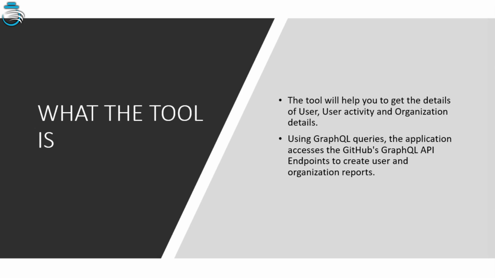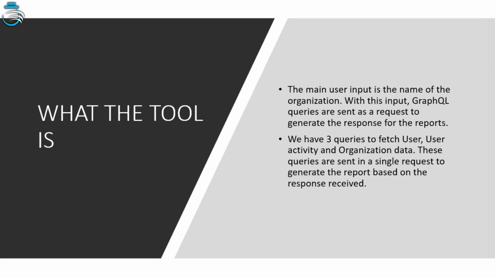Now to get some details on what this tool exactly is. This tool is basically a console application, and with the help of this tool you will be able to get user activity and organization details. The console application mainly uses GraphQL queries, which access the GraphQL API endpoints to create the user and organization reports. You give an input in your command line, which is just the name of the organization you want to pull, and with the help of this input the queries will be sent as a request to generate a response for this report.